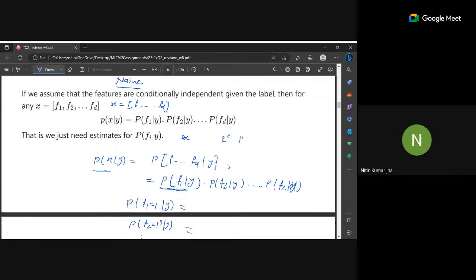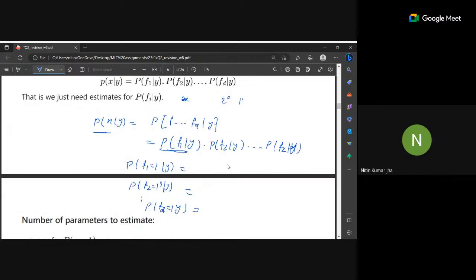Okay. So here, since we are assuming the naive condition, it means that given the label, your features are independent. It means for any data point, this probability can be written down as this product, right? And once I have estimated these D probabilities, for any data point I can find the probability. So in that case, I only need to estimate D parameters, right?